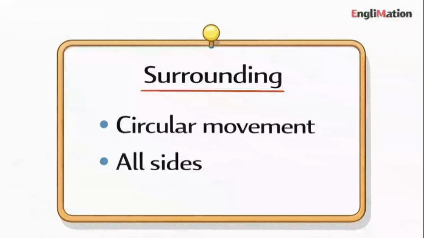Around or round is used to describe surrounding position or circular movement. It is not about length, but about going all the way around. That's how we use the preposition around or round. It helps describe surrounding position and circular movement clearly.